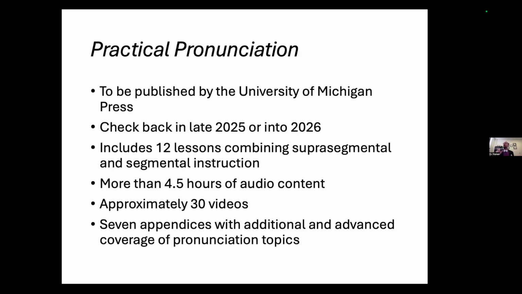And so just a little bit about practical pronunciation. So it will be coming out from the University of Michigan Press. So check back later 2025, maybe into 2026. I know it just takes a while. And I know we've got people on here who've done textbooks, so maybe you'll tell me what is a realistic expectation of how long it will take. But there are 12 lessons combining suprasegmental and segmental instruction with a focus on suprasegmentals. There's more than 4.5 hours of audio content.